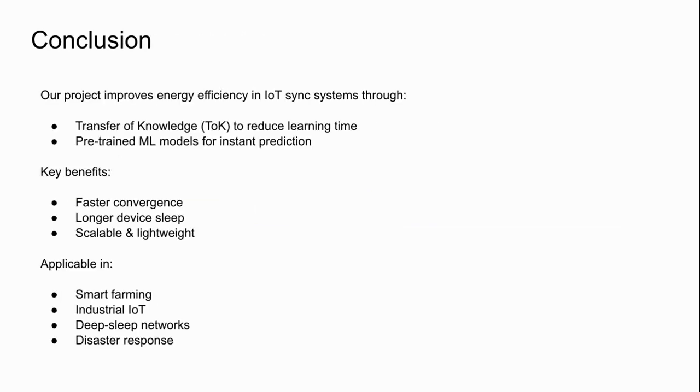To wrap things up, our project improves IoT synchronization in 2 ways. First, by using transfer of knowledge, we avoid having every device learn from scratch. This saves time and energy right away. And second, with pre-trained ML models, we can skip learning altogether and just predict optimal behavior instantly. This leads to faster convergence, longer sleep time for devices, and a lightweight system that scales easily.